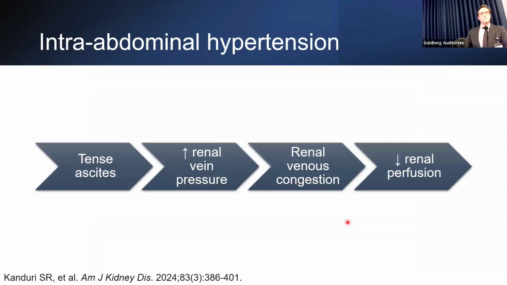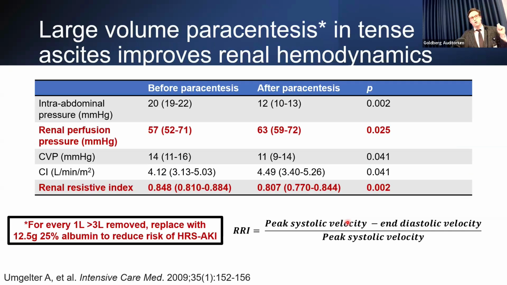The other thing to keep in mind is that patients with very tense ascites can have renal vein congestion, interfering with renal perfusion. And while doing large volume paracentesis in cirrhosis with AKI can be controversial, there are data that suggest that large volume paracentesis can improve renal hemodynamics. This is in patients with tense ascites. As you can see, after performing a large volume paracentesis, I believe in the study defined as greater than 3 liters, that does show some improved parameters of renal hemodynamics based on ultrasound.